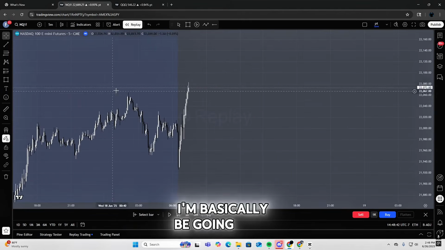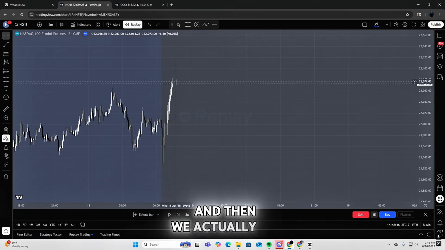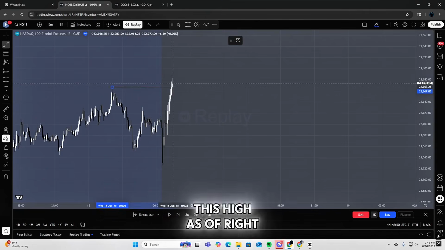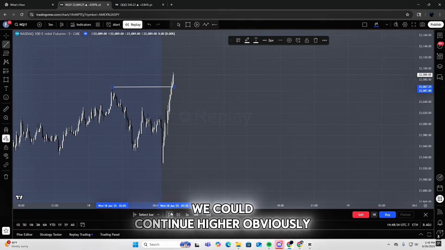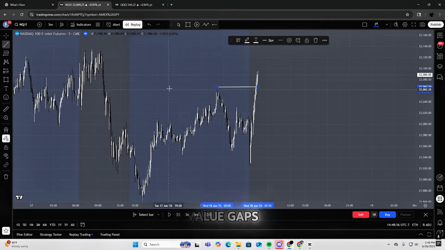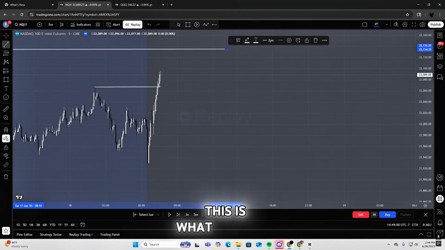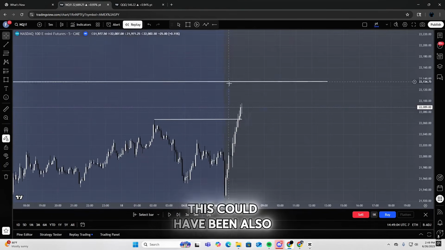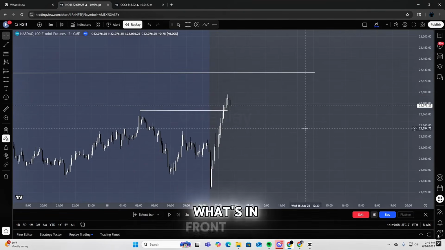I'm going to be going over another example, where we have a liquidity sweep from up here and then we actually go down, right? So from here we have this high as of right now that is being taken, right? We could continue higher, obviously, if we respect the fair value gaps, possibly to these draws on liquidity as well, right? But as of right now, we're not all the way up here. This could have also been a liquidity sweep, but let's just focus on what's in front of us, right?